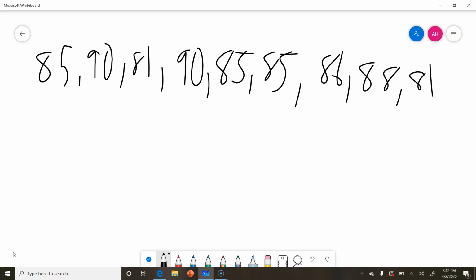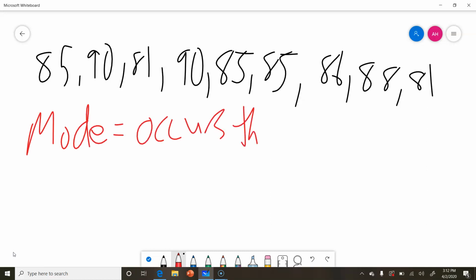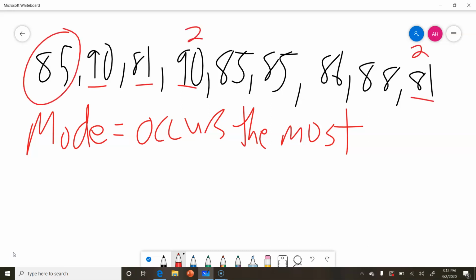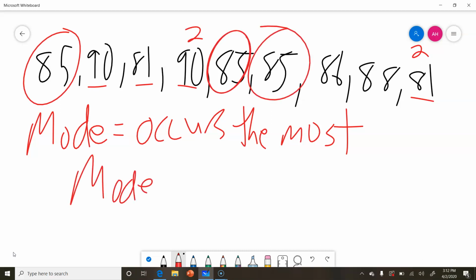What I do with these numbers to find the mode is I look and see which one occurs the most. Which one of these occurs the most? Well, there's 2 90s and there's 2 81s. But look at this. There's 1, 2, 3 85s. So the mode in this problem is 85.